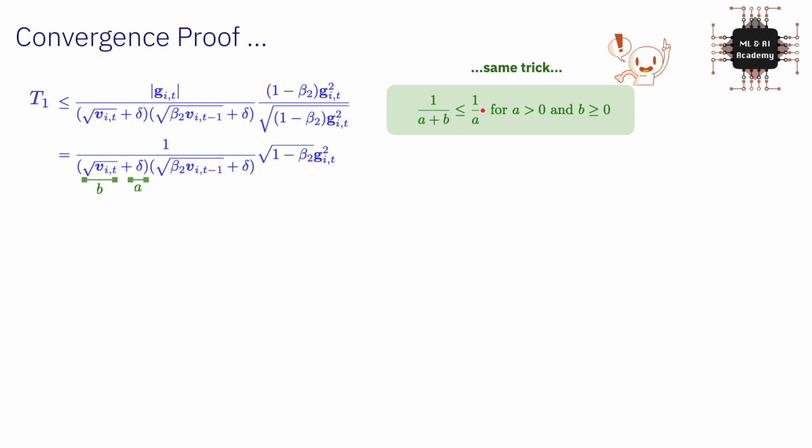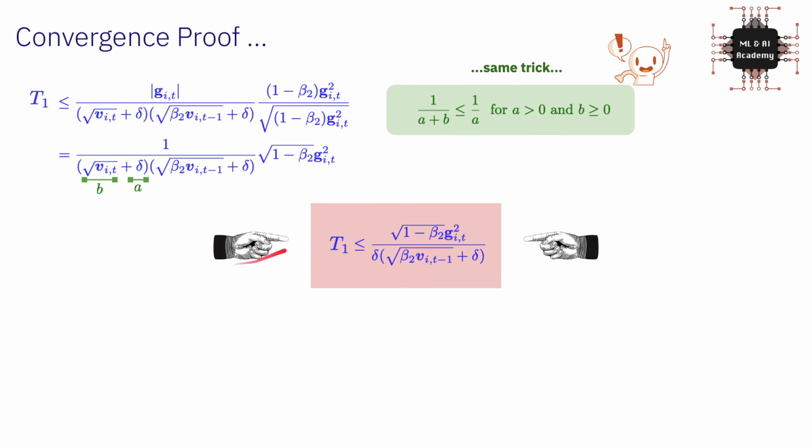And we're going to use the same trick we used before, where 1 over a plus b is less than 1 over a, of course, for a positive and b greater than or equal to 0. And now we're going to take this as b and this as a, apply this, which will give me the following bound. So it'll give me T1 less than or equal to square root of (1 minus beta 2) G_{i,t} squared over delta square root of beta 2 V_{i,t-1} plus delta.